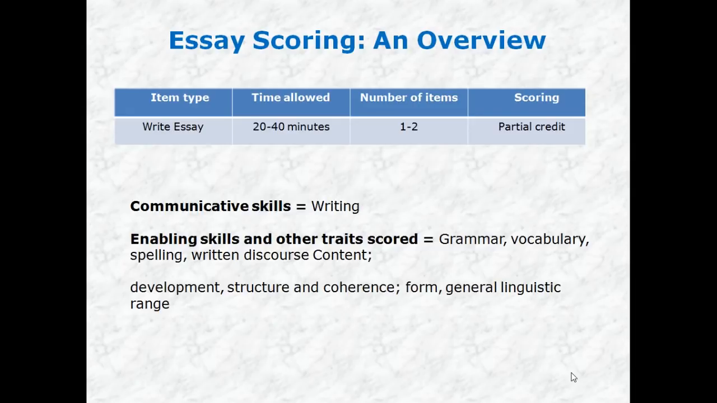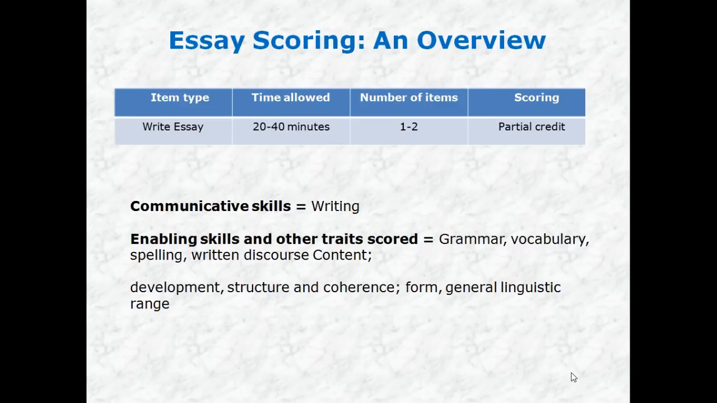In the exam, a person may get 1 to 2 essays, and for each essay, the allotted time is 20 minutes. Further, scoring has partial credit because some enabling skills are also attached to it, like grammar, vocabulary, spelling, written discourse, content, development structure and coherence, form, and lastly, general linguistic range.